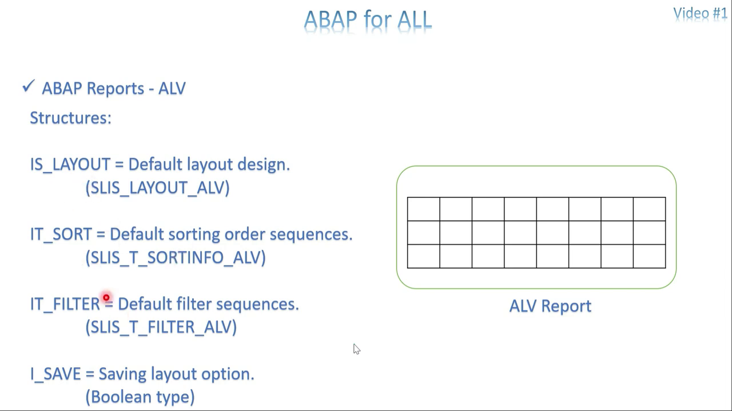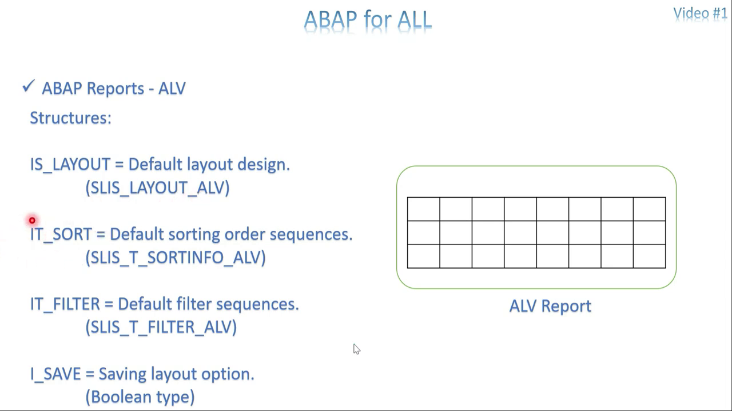A few things are optional, depending on your need, and I chose only these because we use them more in real time. Layout: suppose I want some design in my layout, like a zebra layout, where each line is a different color, like light blue and dark blue. If you want to give some additional design, we use this parameter. IS_LAYOUT is a work area, and this is going to be SLIS_LAYOUT_ALV, the reference of this particular structure.